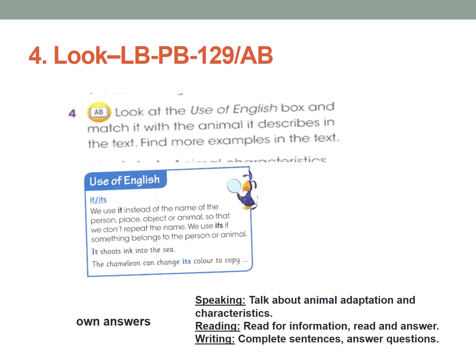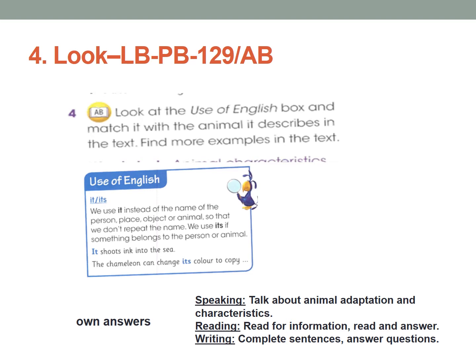Look at the English box and match it to the natural animal it describes in the text. Find more examples in the text. You can see the text where there is "it" and "its". When you use "it", you are talking about a person, name, place or object, instead of using the name all the time. Chameleon can change the color, so instead of the name of the animal, you can say it can change its color, it can run faster, it can eat predators, something like that.